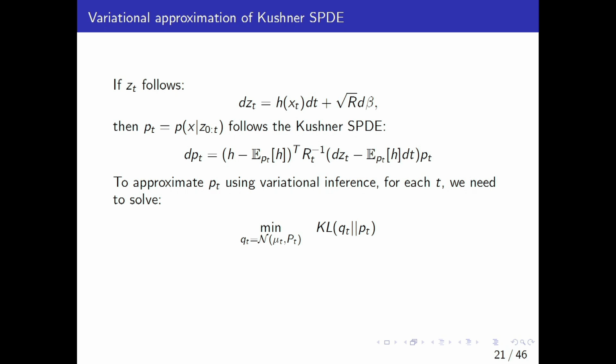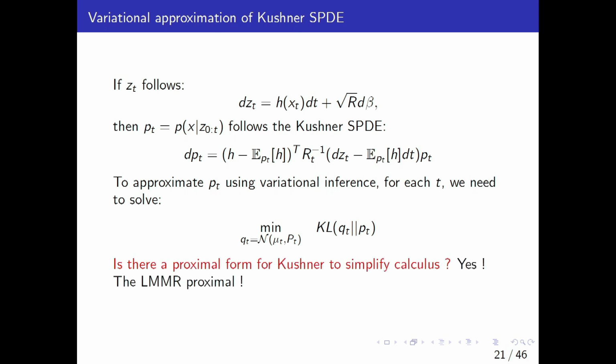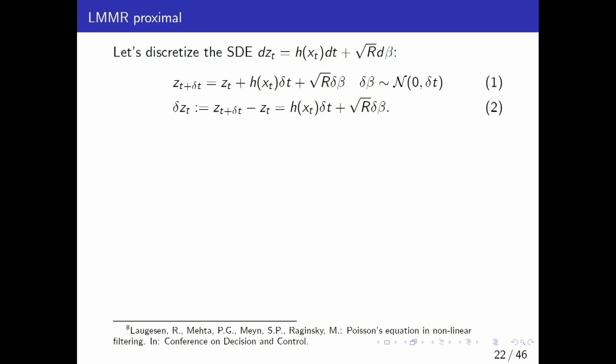So what is the proximal scheme in this case? There is one. To introduce the proximal scheme, let's discretize this SDE. We discretize using the Euler-Maruyama scheme, which is quite classical for an SDE. In this case, the increment of the Brownian motion corresponds exactly to a Gaussian of covariance delta t.